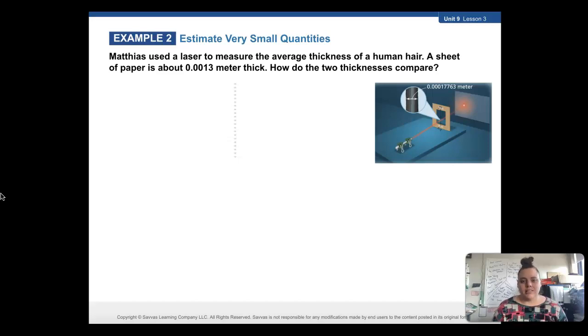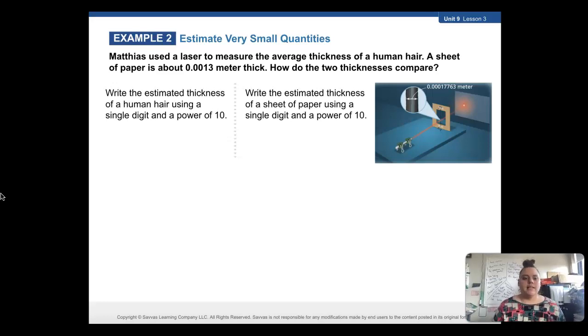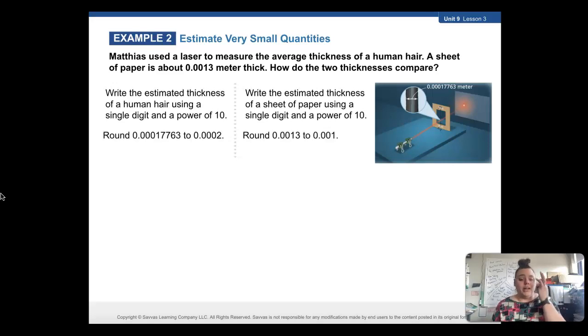It was a lot easier to see 1 billion versus 100 million. It's not so easy to see what these ones would be because we don't normally talk about our decimal numbers in this way. So we're going to write the estimated thickness of the human hair and the sheet of paper. So you can see in your notes, I've given you 2 columns, one for human hair and one for sheet of paper. You'll round each value to the largest number.